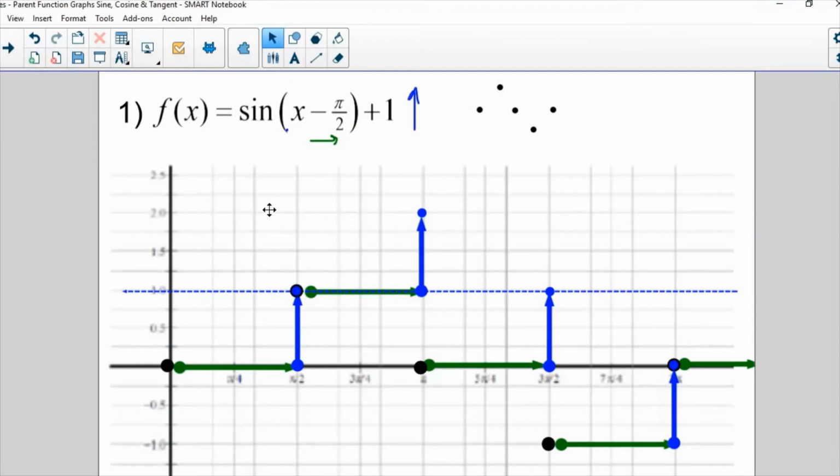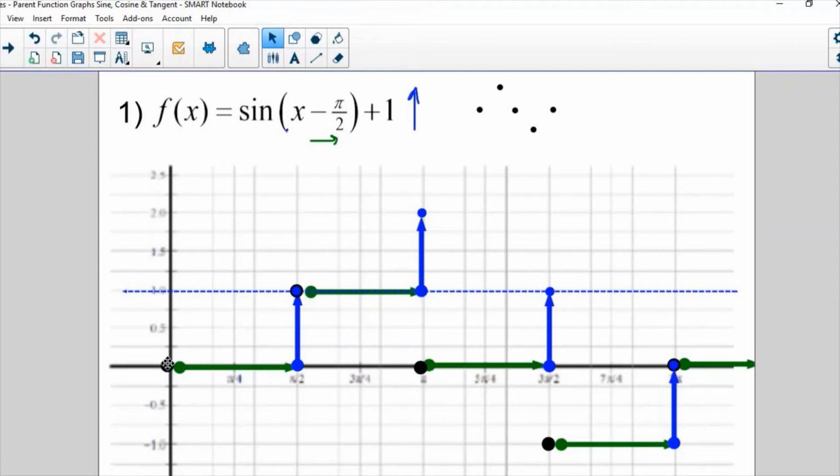So here is our first example of sine. And keep in mind that sine's parent function consists of 5 points. The points are (0, 0), (pi over 2, 1), (pi, 0), (3 pi over 2, -1), and (2 pi, 0). I simply say to myself, 0, max, 0, min, 0. And you can see those right here on my graph.